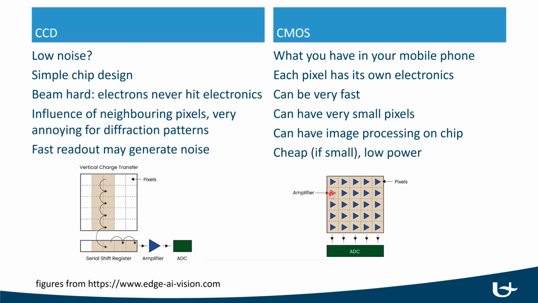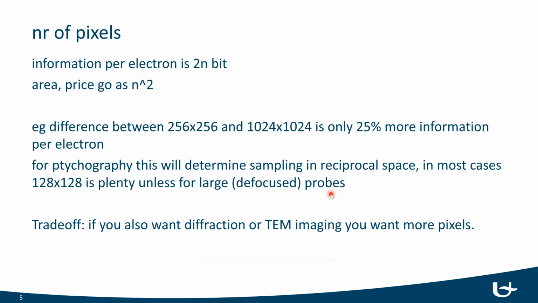They can be cheap, that's why they are in your mobile phone. That's especially true when they're small. For scientific applications, you probably want bigger pixels and a bigger die size of the camera, which probably will mean that they are not cheap anymore. And they are very low power, which is also, again, for your mobile phone, a very important feature.